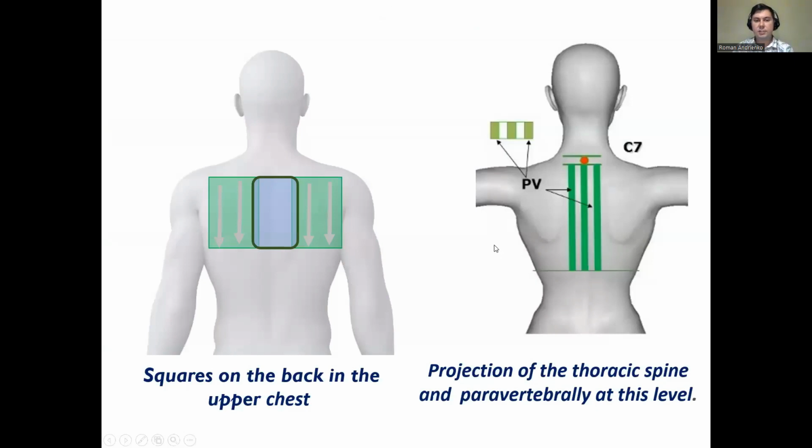This is how it usually looks. So this is the central area, the projection of the thoracic spine and paravertebrals. This is where we will operate. But also, it is needed sometimes to go from periphery to the center and use the entire thoracic area if we're talking about the limbs.